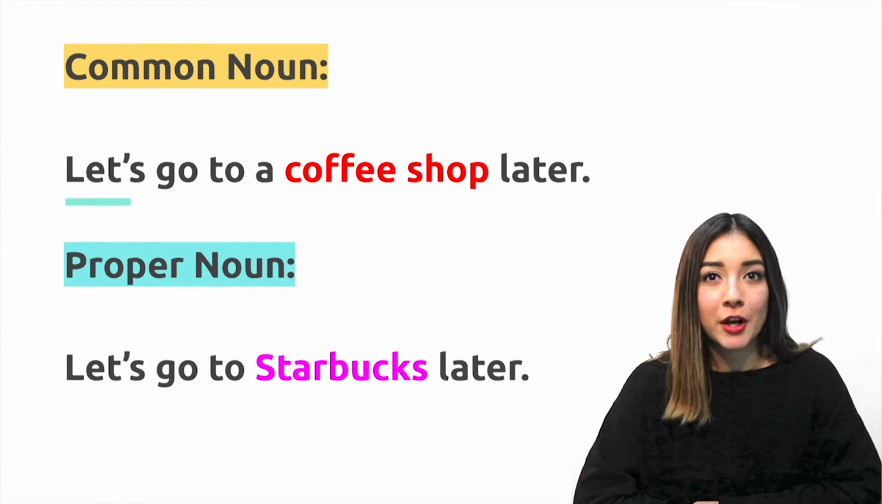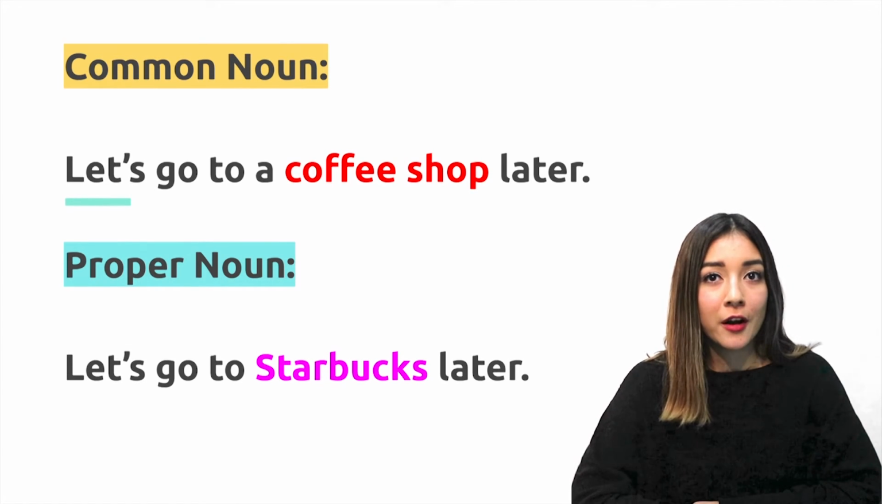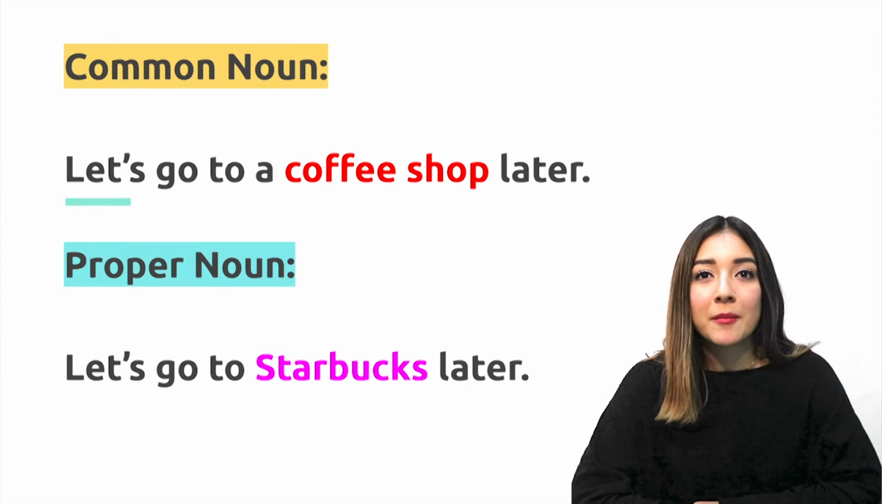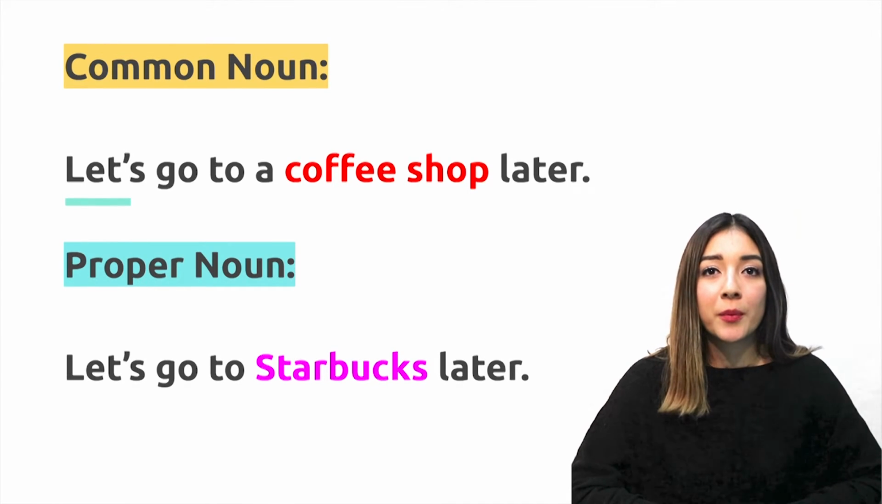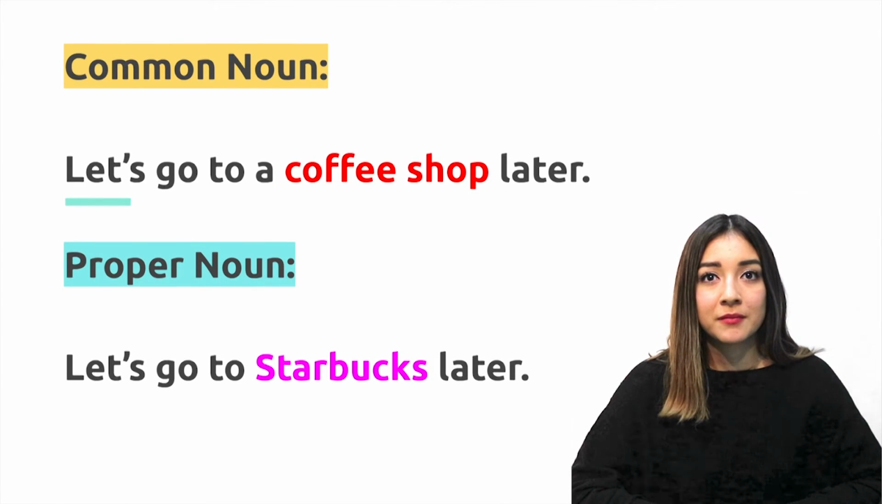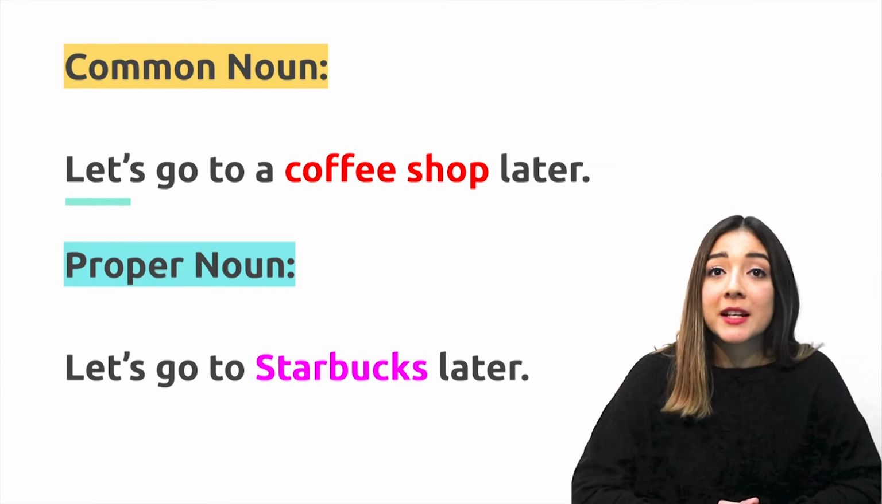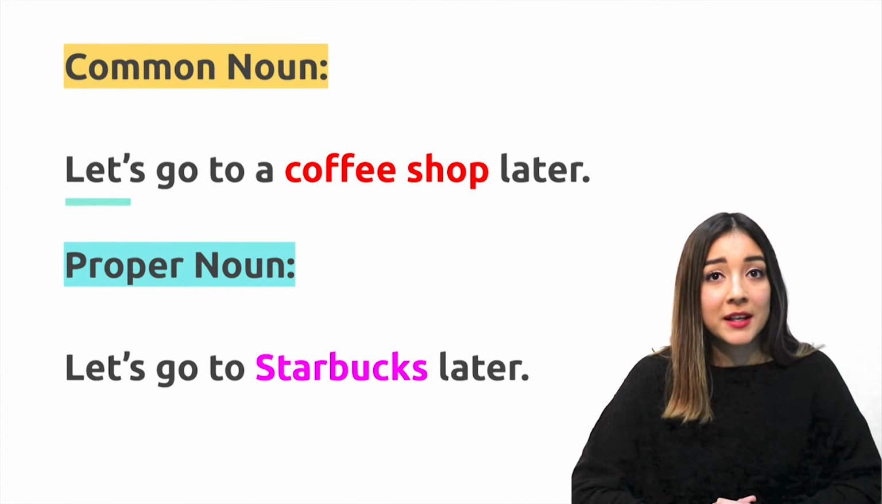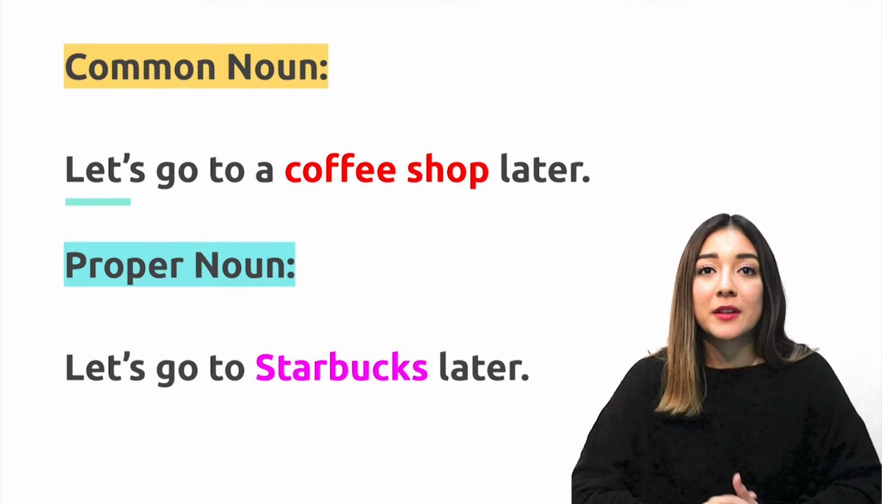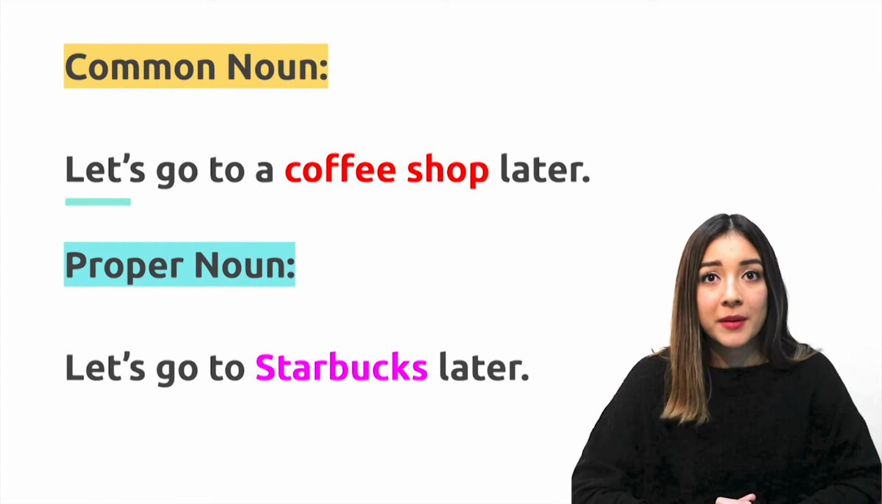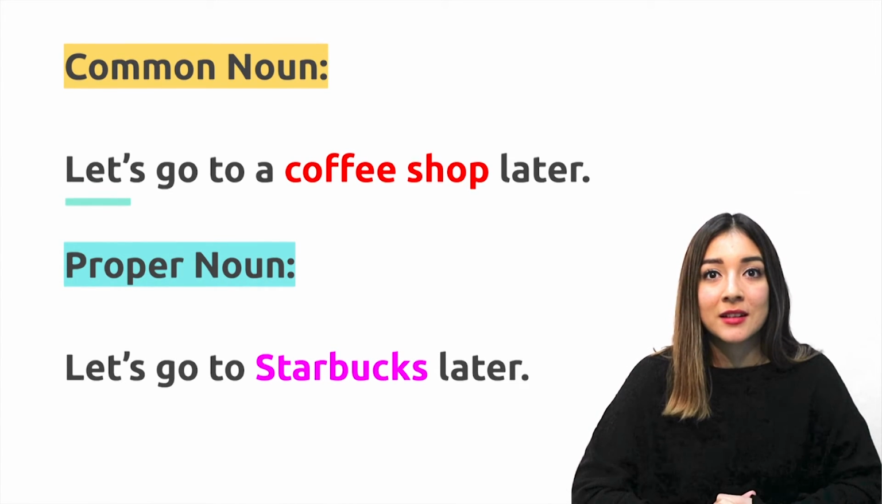Let's go to a coffee shop later. If I were to be talking to a friend and say, let's go to a coffee shop later, I'm leaving the conversation open for suggestions. You can suggest a place that you would like to go because I haven't named a specific place. Coffee shop is a general place.